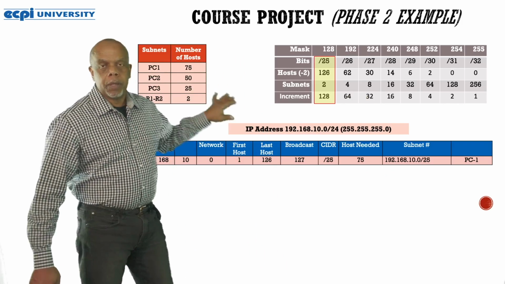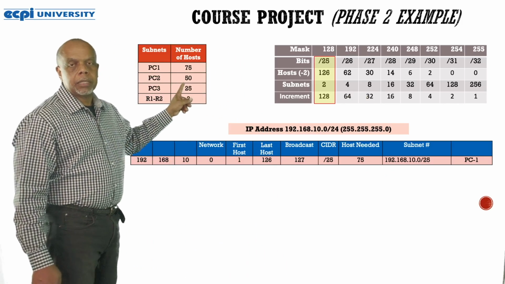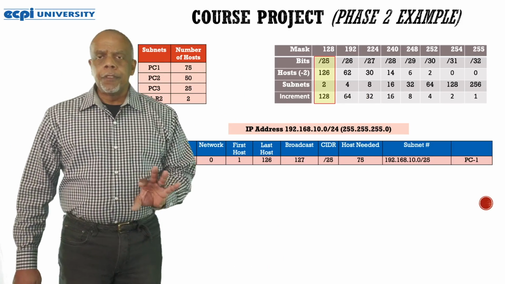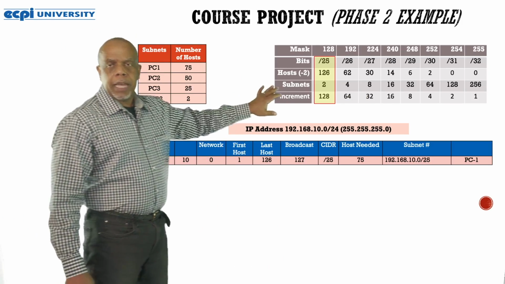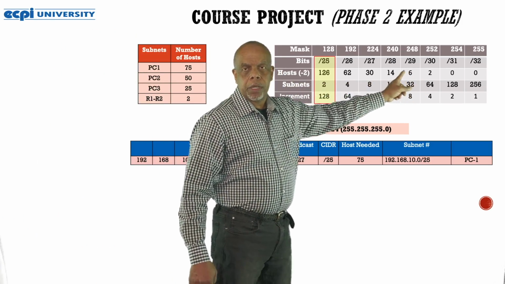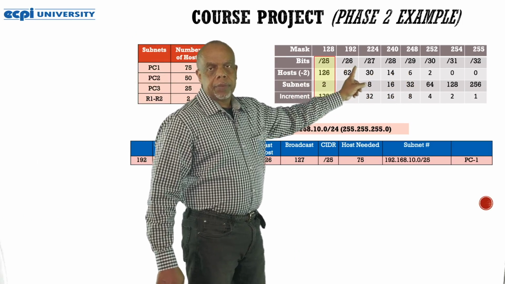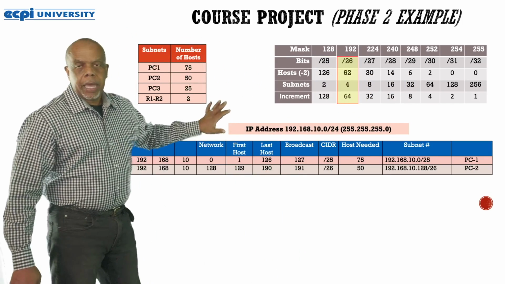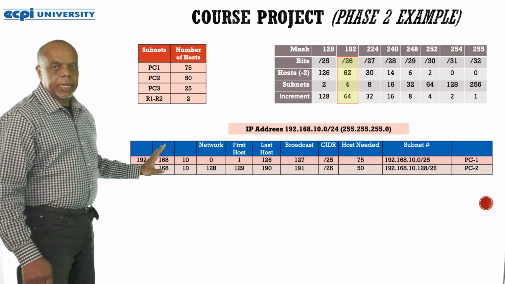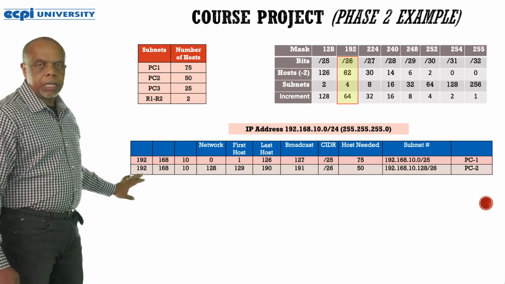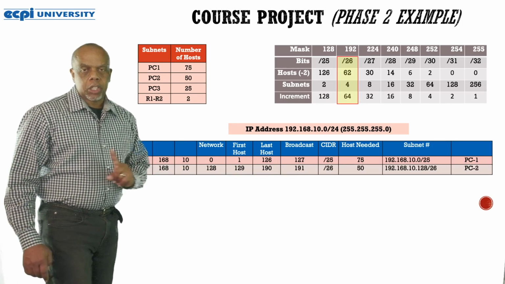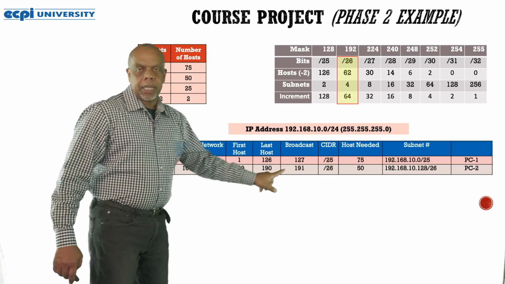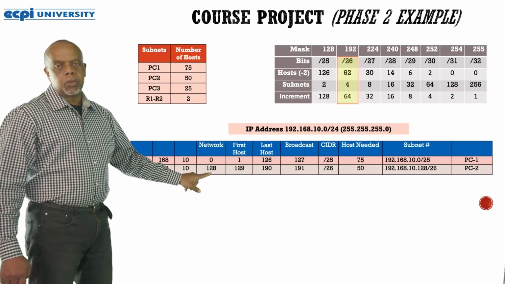That covers my PC1. If I look at PC2 subnetwork, I need 50 IP addresses. To get 50 IP addresses, where does it fall here? Right there. I've got to get 62, right? 62 to get 50 out of that. So now I do the same subnetting as we've already done, but where do I start? The last one I used here, as you remember, is 127. So now I have to start at 128.